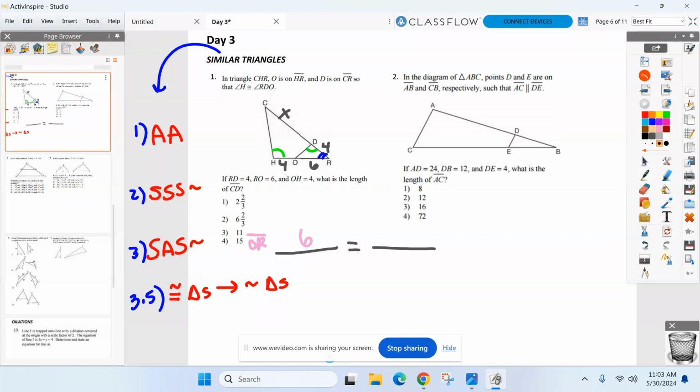What does OR correspond with in triangle CHR? Before you tell me that, you better make sure both of those angles are on top of each other and angle R is right on top of itself. So what does OR correspond with? Don't tell me the length, just tell me the side, please. Side what? I get it. It's tough, I agree. It's the first one of the day, too.